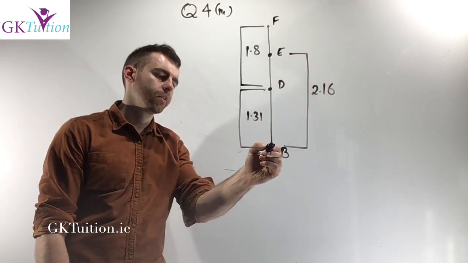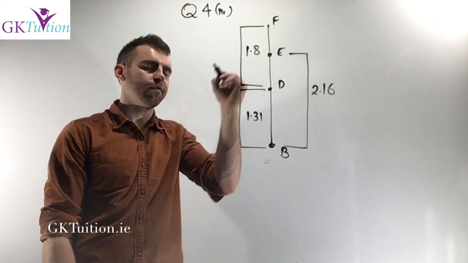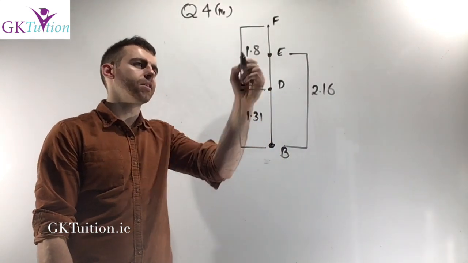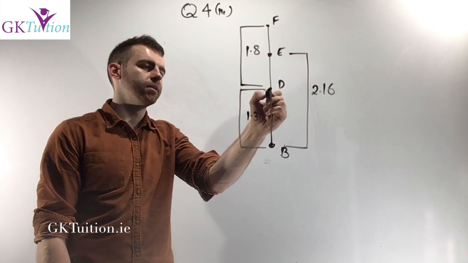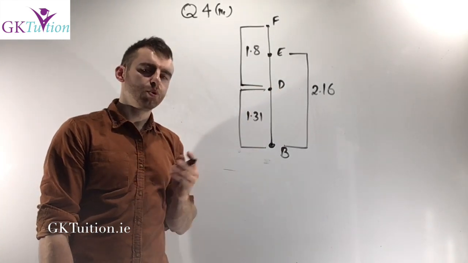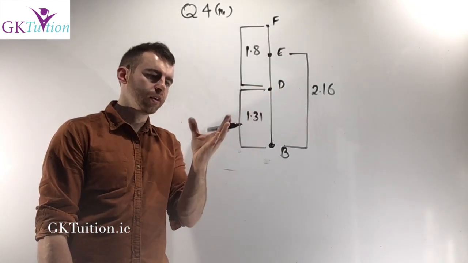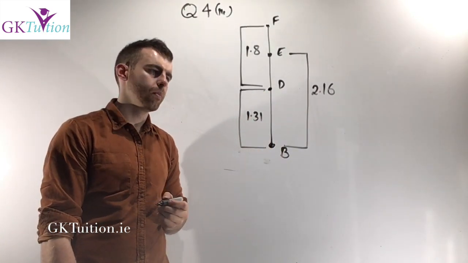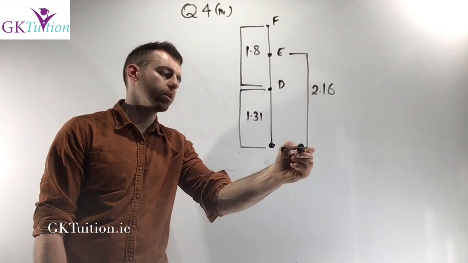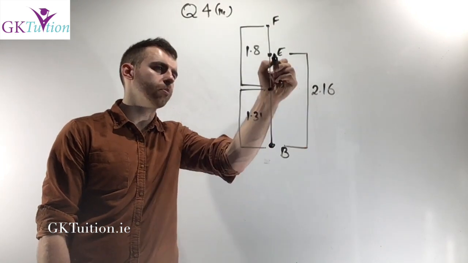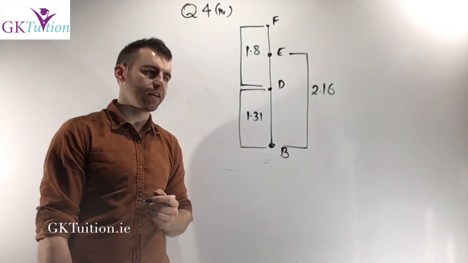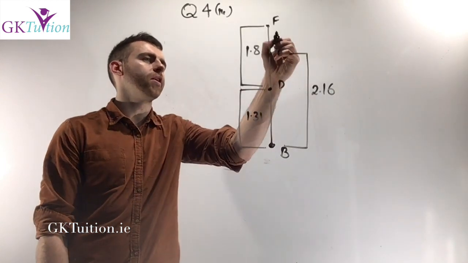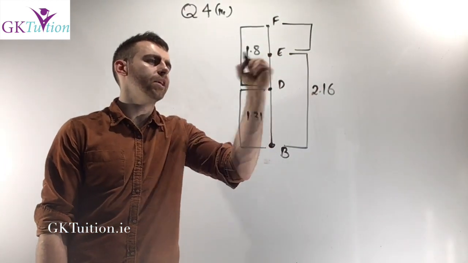I have 4 points on the line: B, D, E and F. It was given in the question that the distance from F to D is 1.8. We're just after working out, in the right angle triangle on the bottom, that the distance from D to B was 1.31. And in the first part of the question, we worked out the distance from B up to E is 2.16. So clearly, the question is to find the distance from E to F.